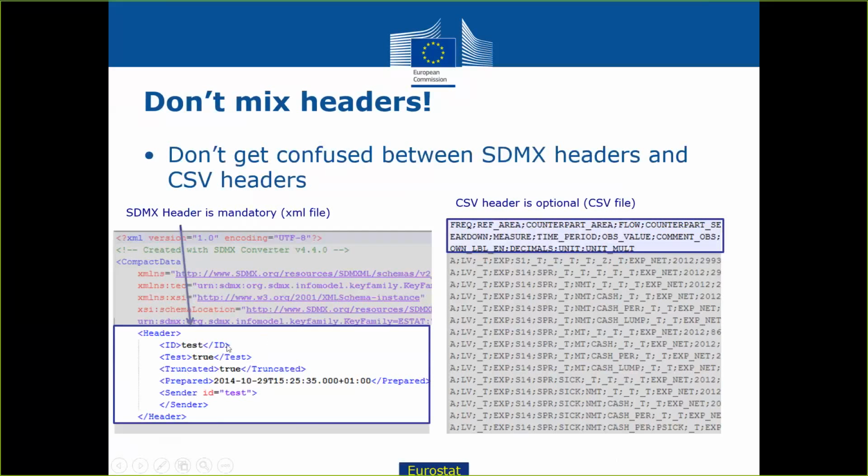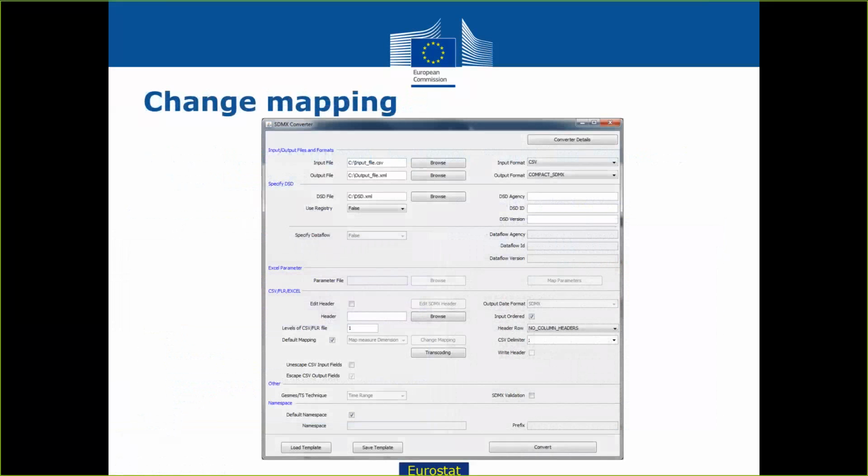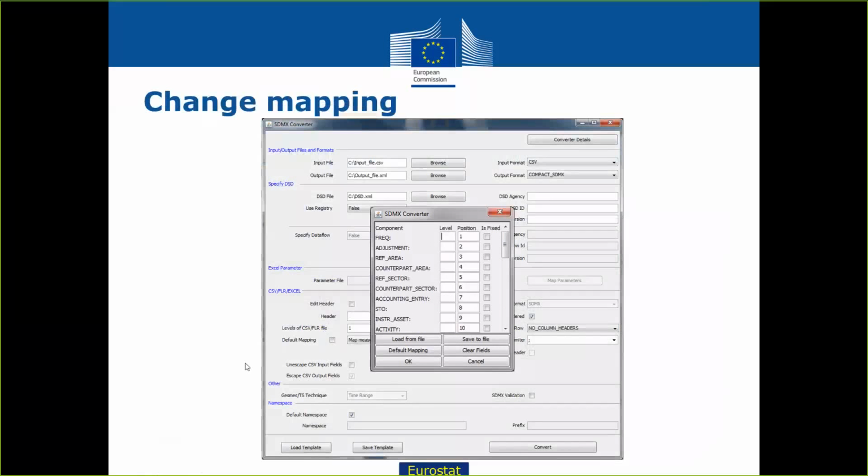So the header in SDMX-ML and in CSV. Mapping. So the way that the conversion will be done, we have here a tick. If it's ticked, it's default mapping, so it means that it will use the order of the DSD that we are using in order to model the input file into the output file. If we want to change this order, if we want a different mapping, then we can click on this change mapping.